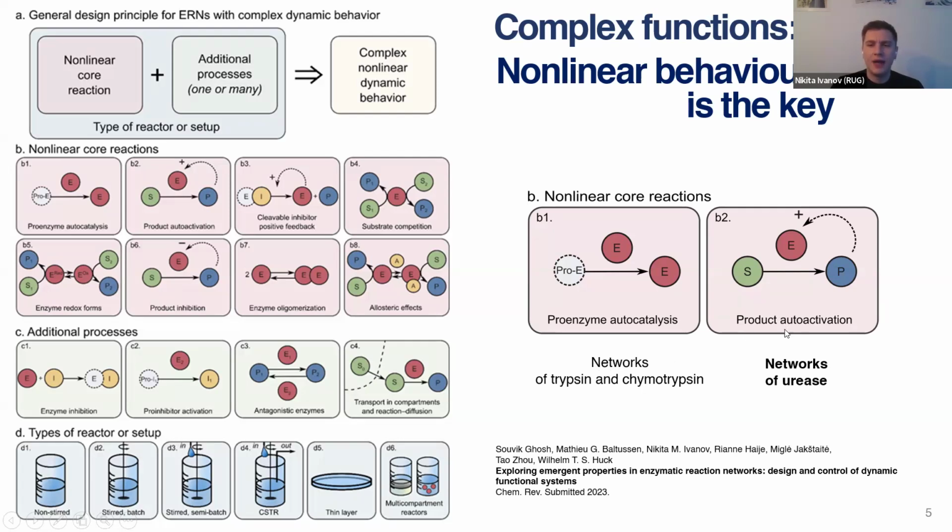And I will talk more in this presentation about networks of urease, in which basically the product does not directly catalyze the reaction, but it enhances the rate of the enzyme. So the more P is produced, the more active the enzyme becomes, then again, the more P is produced. We also classified the additional processes that are used in such networks. There are not too many, but they're actually very practical.